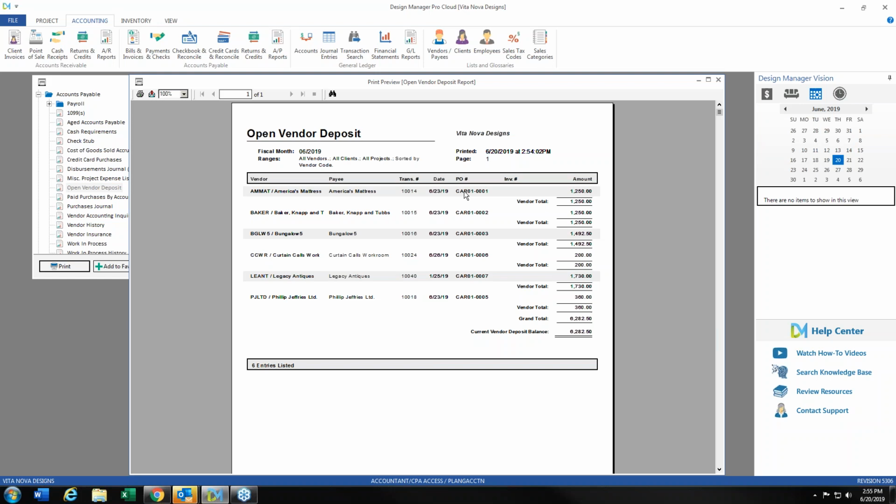And then if it is a situation where maybe you paid like half of a deposit and that's still there, you might still see something on the aged accounts payable. If it's 100% deposit and you've closed out these POs with accounts payable, then that vendor invoice amount will not be on either one of those reports, either open vendor deposit or accounts payable. Does that make sense?